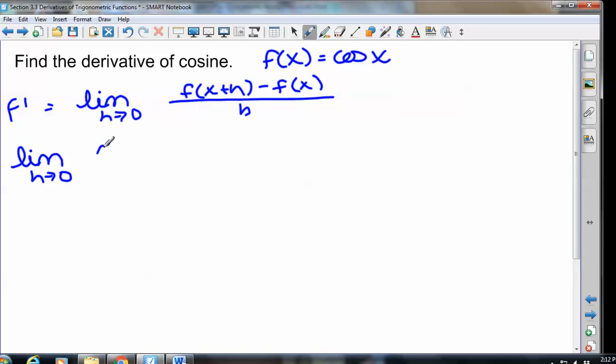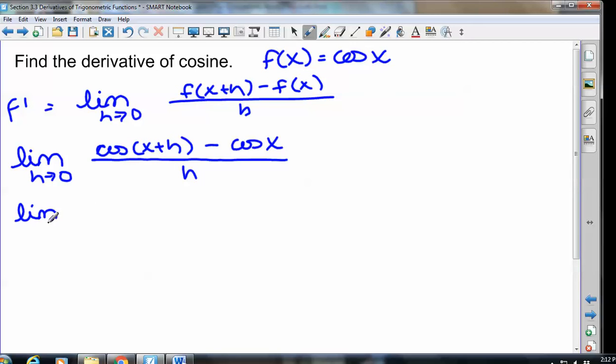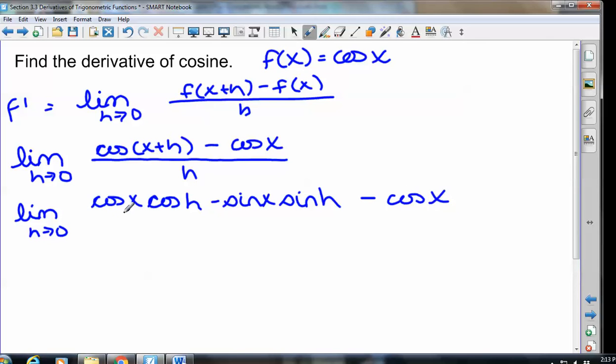I'm going to use this definition to try to figure out the derivative of cosine. So we have the limit as h approaches 0. F of x plus h would be cosine of x plus h minus f of x, which would be cosine x, all over h. So use that formula I just gave you. Cosine of x plus h would be cosine x cosine h minus sine x sine h.